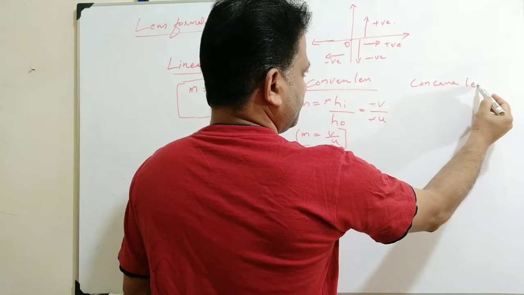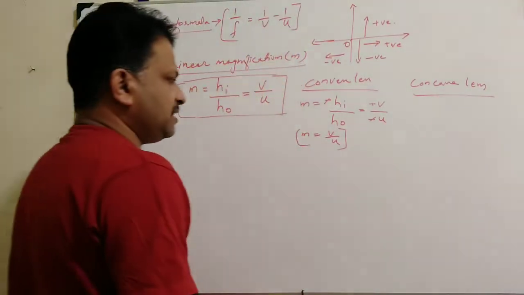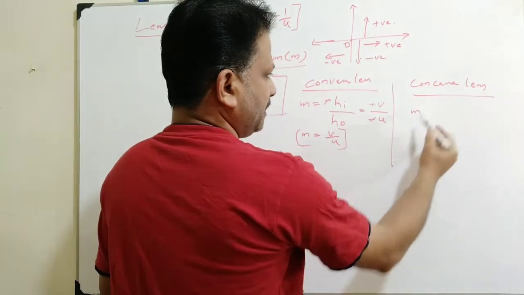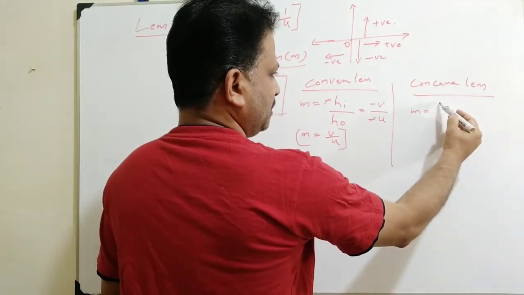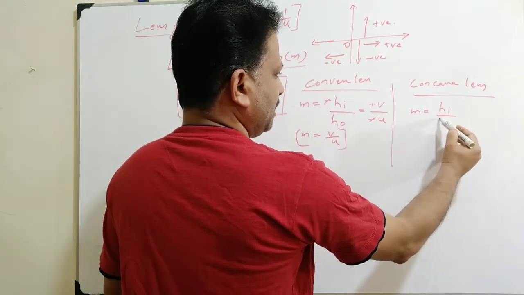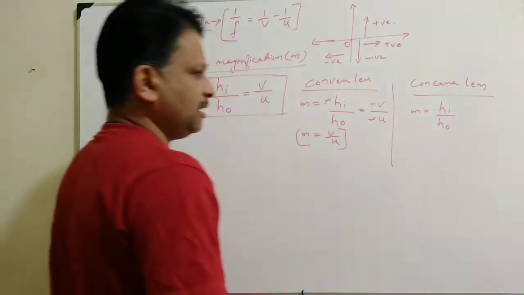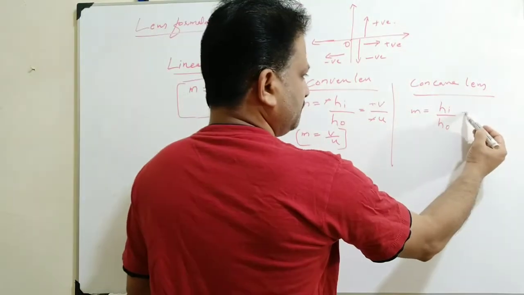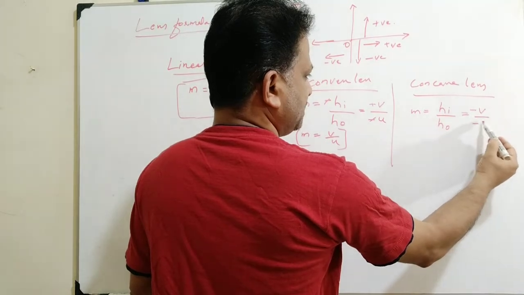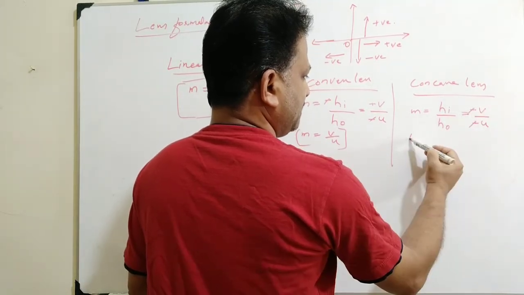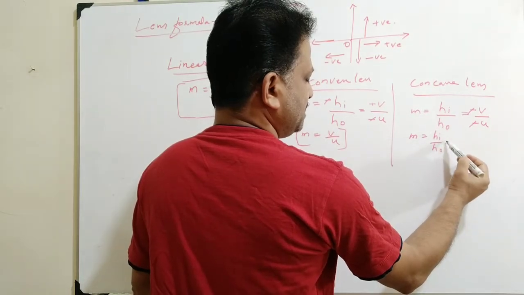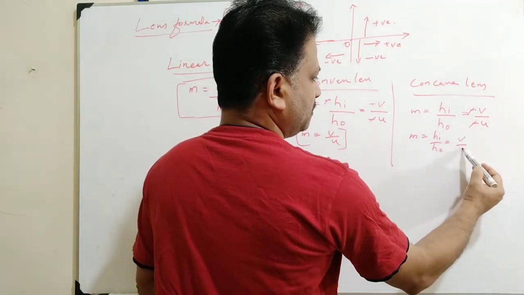Concave lens. So in case of a concave lens, magnification m is equal to the height of the image, which is virtual and erect, so it is positive, hi upon ho. Ho is also positive. That's equal to image distance, which is negative, and object distance, which is also negative. So minus minus cancel, and m is equal to hi upon ho, height of the image upon height of the object, that's equal to v by u.